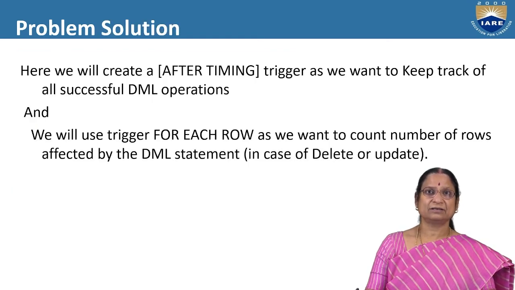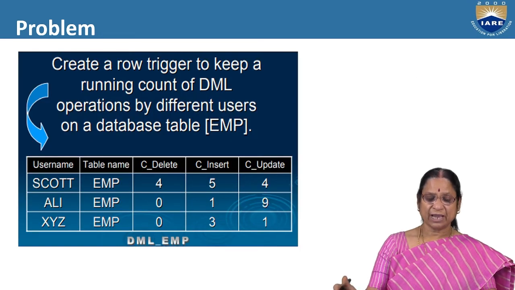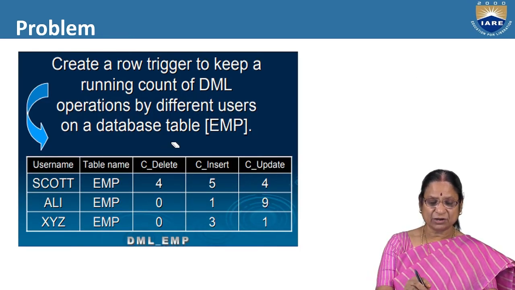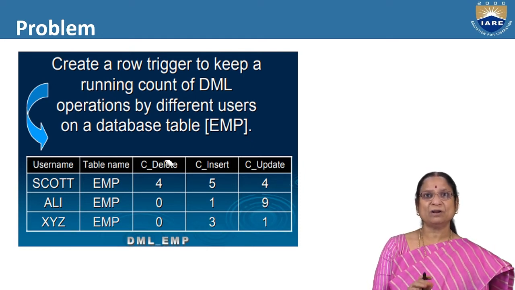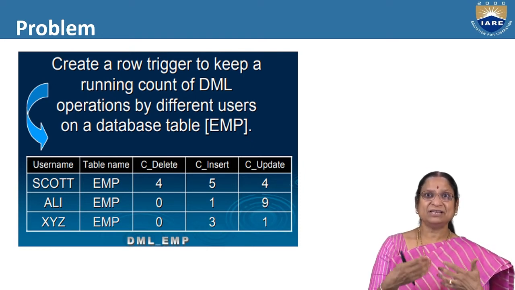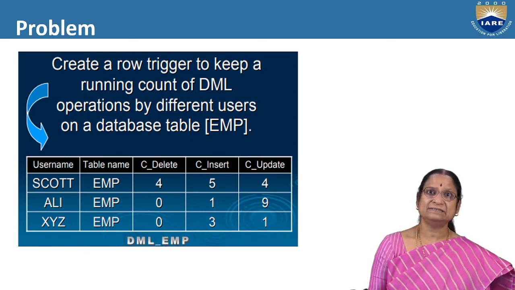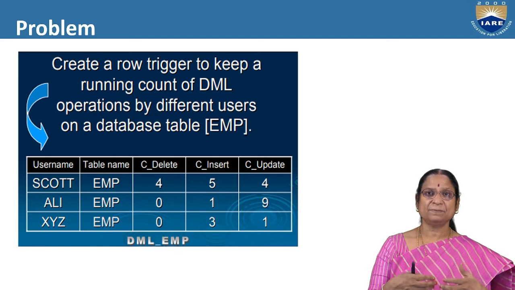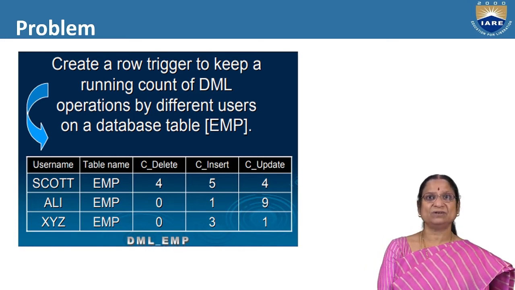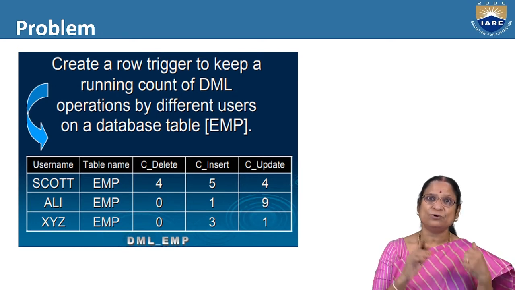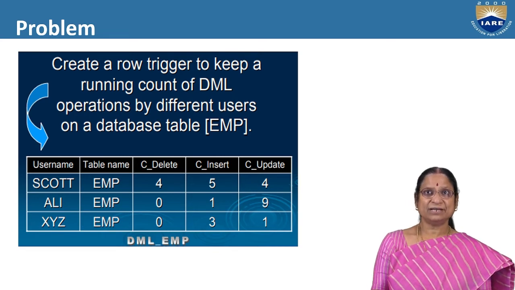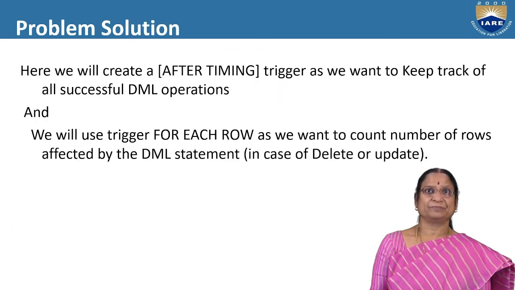So, how to represent it? What are we supposed to do? We have to count. Counting has to be performed after completion of the event. After inserting an element, I can add one to the count: one more insert was performed. After completion of a delete, I can add a successful deletion. That means the count incrementation has to be performed when the event is completed. After successful completion of the event, only then the count gets incremented. So the timing is after. Here we will create an after timing trigger.